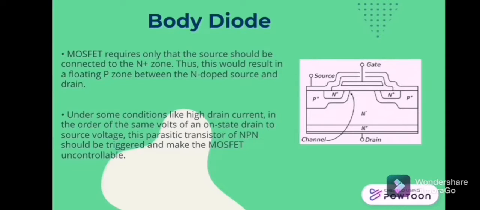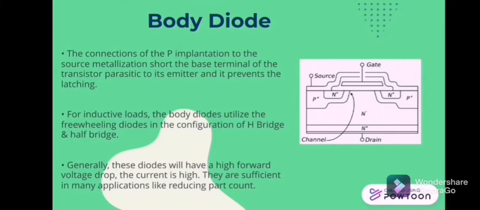Okay, for the body diode, the MOSFET requires only that the source should be connected to an N plus zone. Thus, this will result in a floating P zone between the N source and drain. Under some conditions, like high drain current on the order of the same volts as the on-state drain to source voltage, the parasitic NPN transistor can be triggered and make the MOSFET uncontrollable.